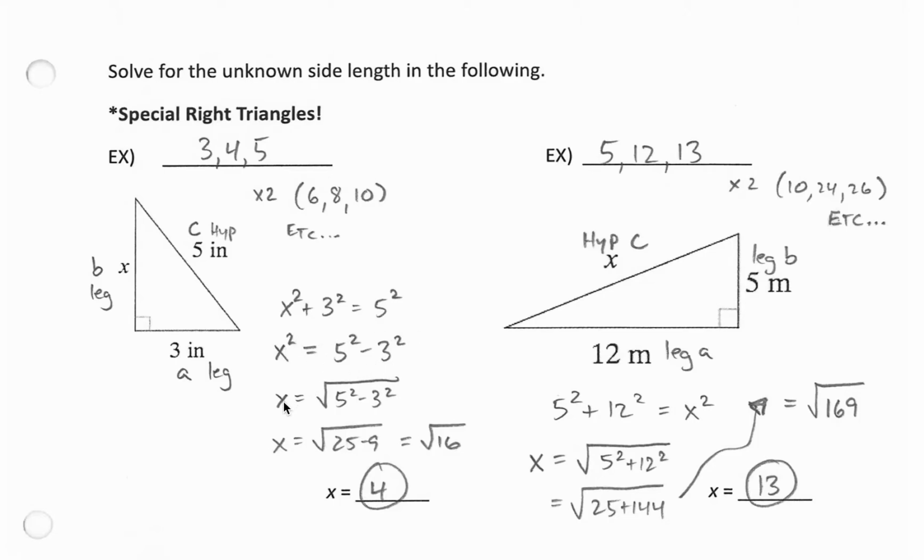And now I know that my side length here is going to be the square root of 5 squared minus 3 squared. So I need to use my exponents first before I subtract. Make sure you don't say that 5 squared minus 3 squared is 2 squared. That's not true. 5 squared is 25. 3 squared is 9. Now I subtract, and I get 16. And the square root of 16 to finish it off gives me 4.